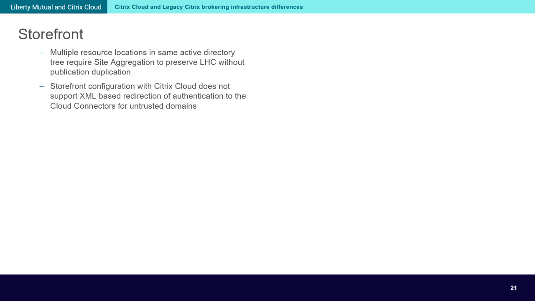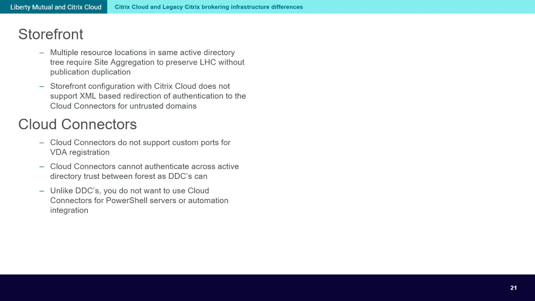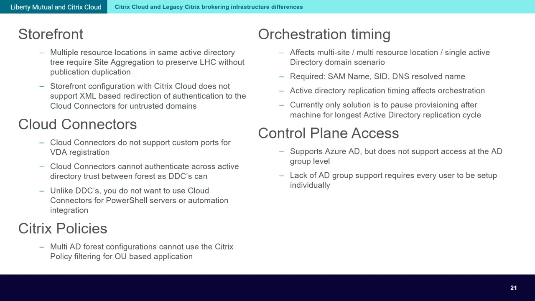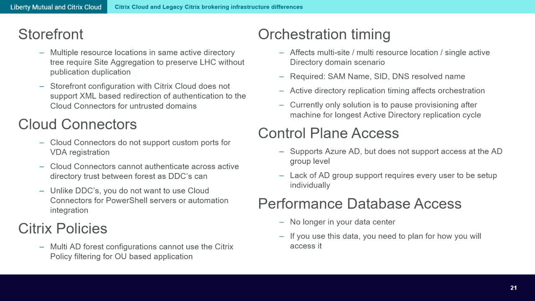Same thing goes with Storefront configuration for Citrix Cloud: it does not support XML-based authentication. You can't pass the authentication off to your DDCs like you can with a DDC. Cloud connectors don't support that. So if you have an untrusted Active Directory, you're not going to be able to do that. And I'm going to save the rest of the items on this slide. These are things that we talked about throughout the presentation. I just wanted to mention them as a follow-up, but I'm going to hand it over to Andy.